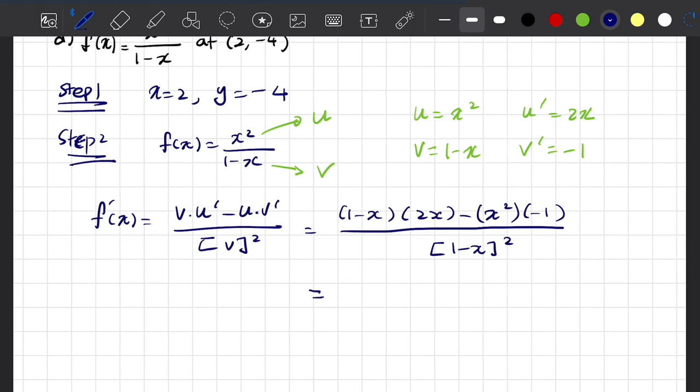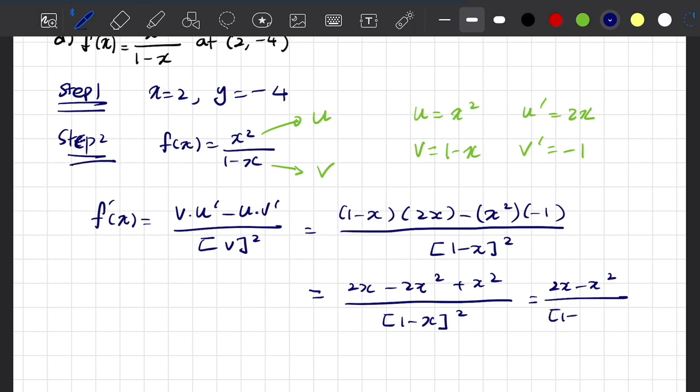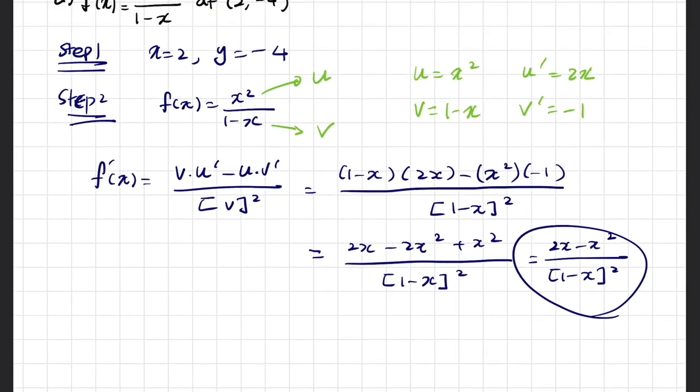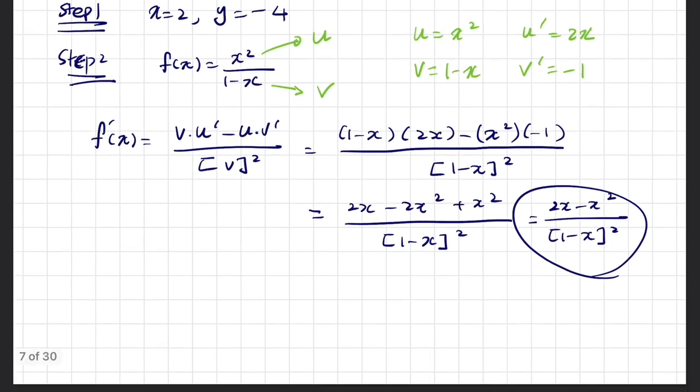We can also simplify this further into 2x minus 2x squared plus x squared over (1 minus x) squared, and this is equal to 2x minus x squared over (1 minus x) squared. Then using this derivative of the function f of x, we can find the slope of the tangent line at point (2, negative 4), right?